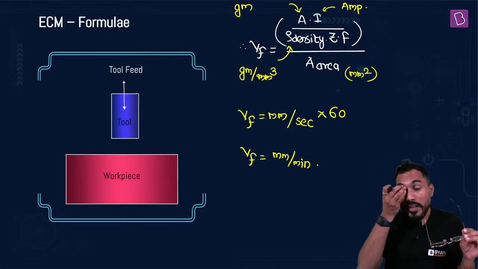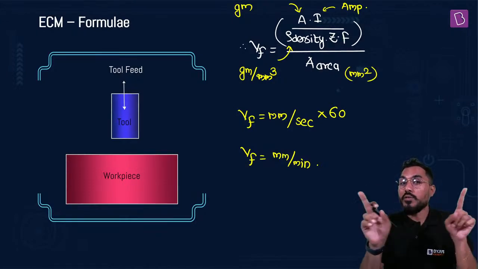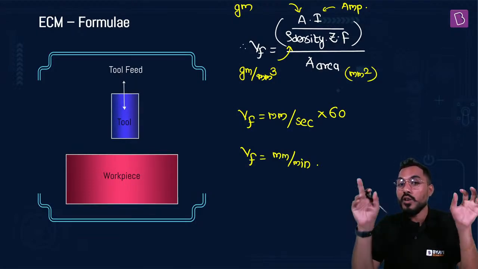What is the unit of density? Density has to be in gram per mm cube. Kg per meter cube should not be accepted.